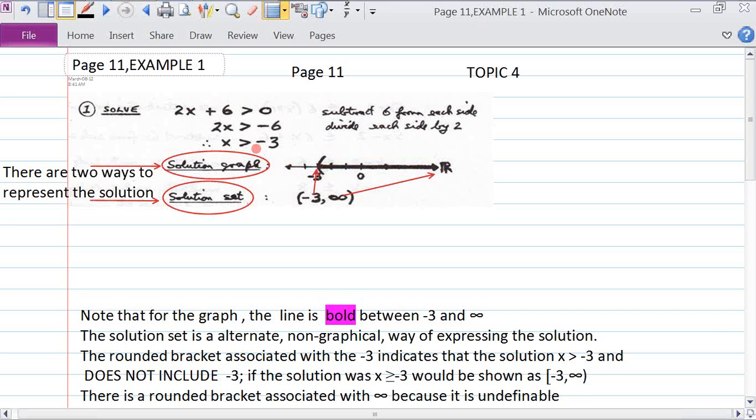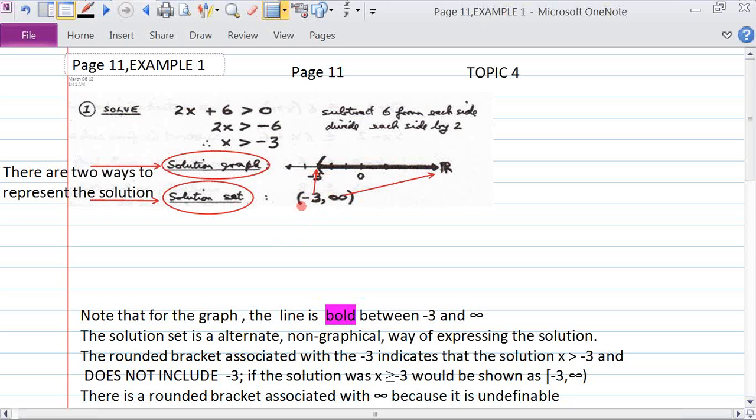keeps on going. But we want a number greater than minus 3. So we start at minus 3 and we make this number bold over in this direction to show any number greater than minus 3 would be a solution. So that's the graphical way.